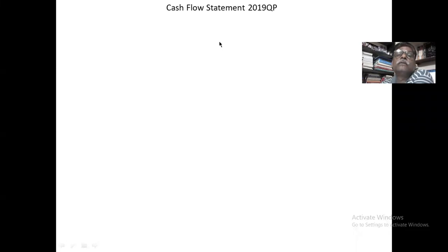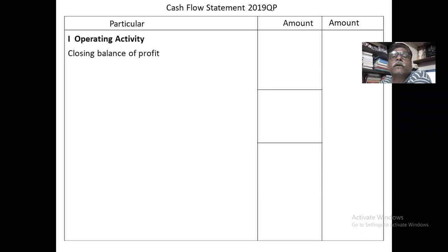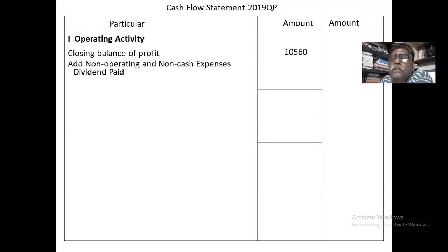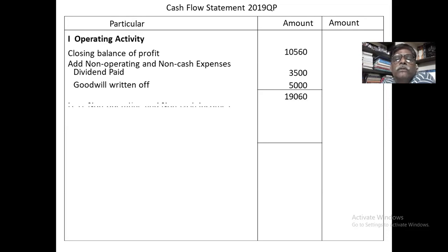Cash flow statement 2019 question paper. First is operating activity. Closing balance of profit is 10,560. Add non-operating and non-cash expenses. Under that, first is dividend paid. Dividend paid in the problem is 3,500. Next is goodwill written off, 5,000. You have to total, 19,060.